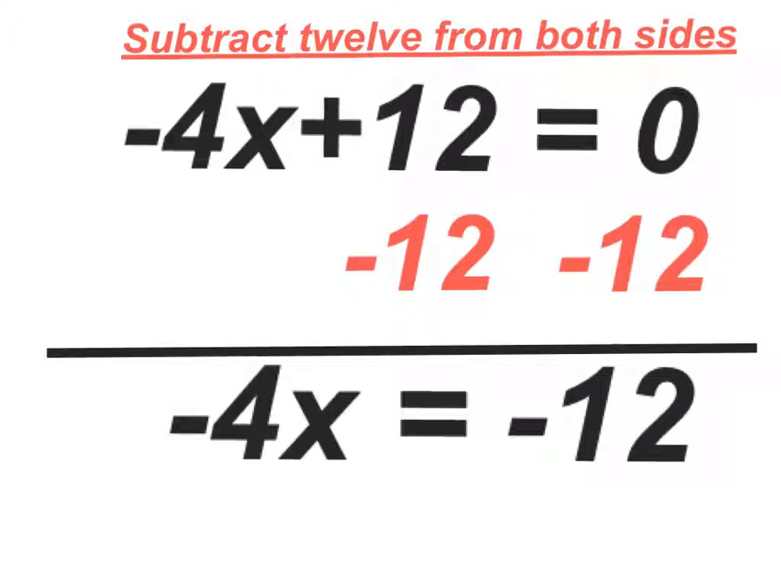Lastly, all we got to do is solve our two-step equation. Our two-step equation was negative 4x plus 12 equals 0. So first step, opposite of plus 12 to both sides, so minus 12, and that's going to give us negative 4x is equal to negative 12.